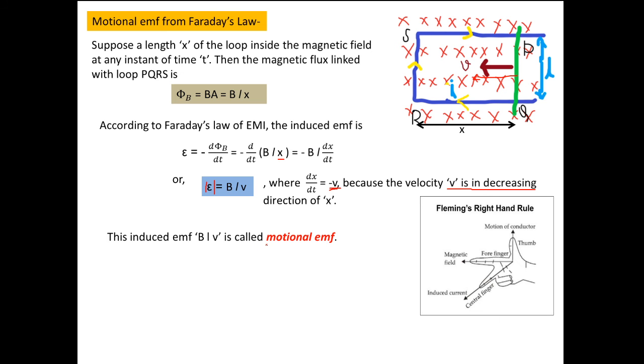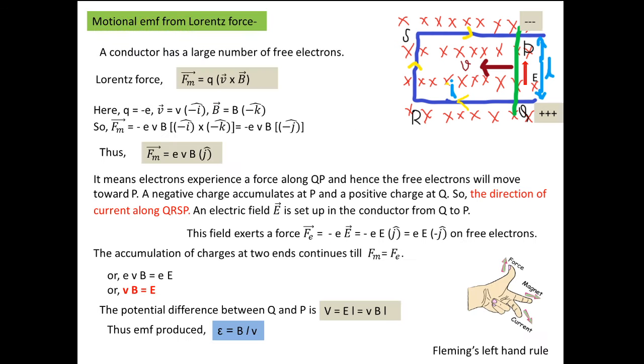This EMF is called motional EMF, and its direction, once again, will be decided by Fleming's right hand rule, which we have already discussed earlier. Now here see, understand the same motional EMF from the Lorentz force. And here the comparison between the diagram given in the textbook and what correction it needs, you will understand.